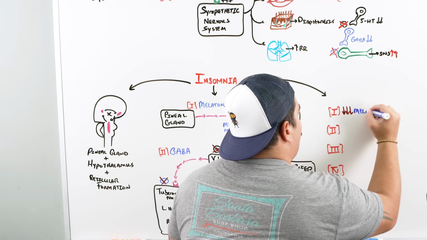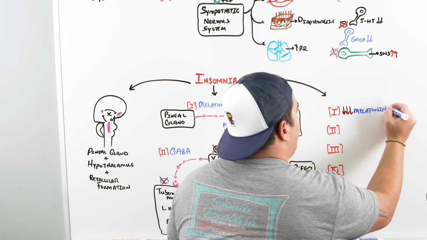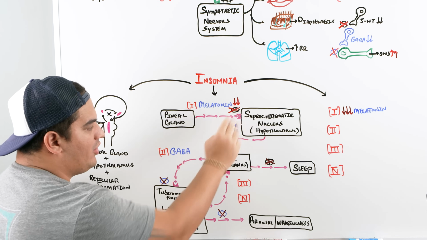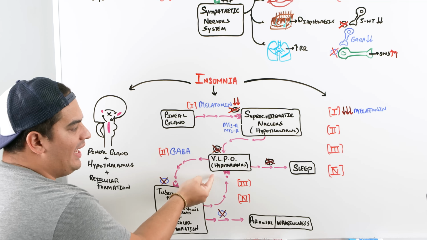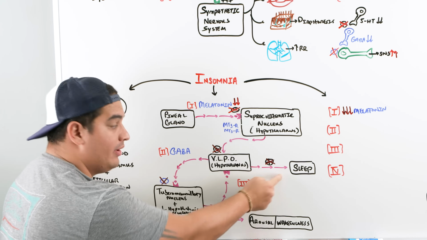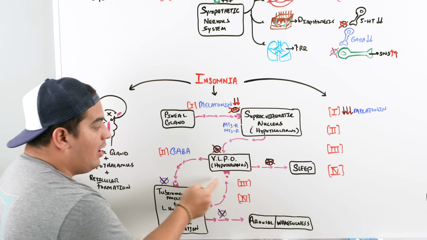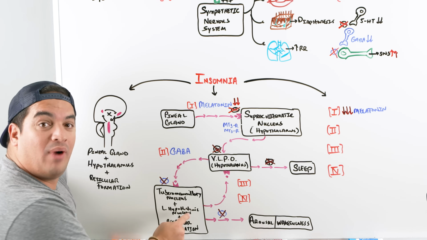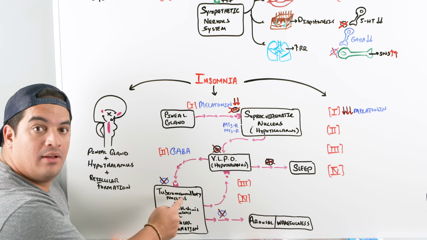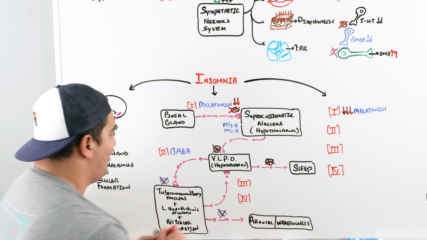Now, let's think about the next aspect here. What if we go to the second part here? So get rid of melatonin. Let's say that the VLPO now is in this state where it's supposed to be active. When it's active, it wants to promote sleep. So it'll do that, right? But in order for it to do that, it has to suppress the posterior hypothalamus and the reticular formation. So it releases GABA. What if we had low levels of GABA?